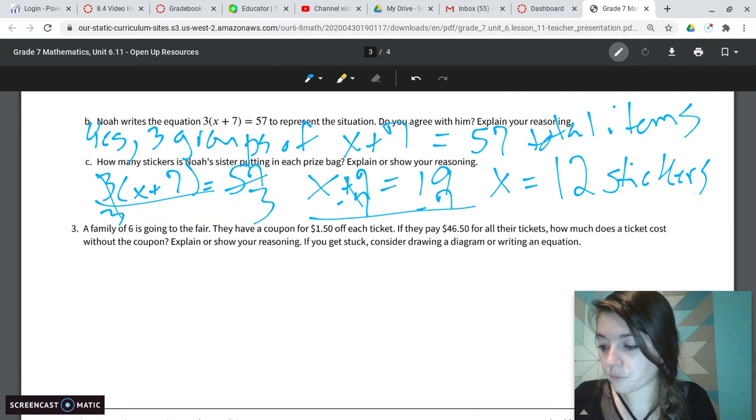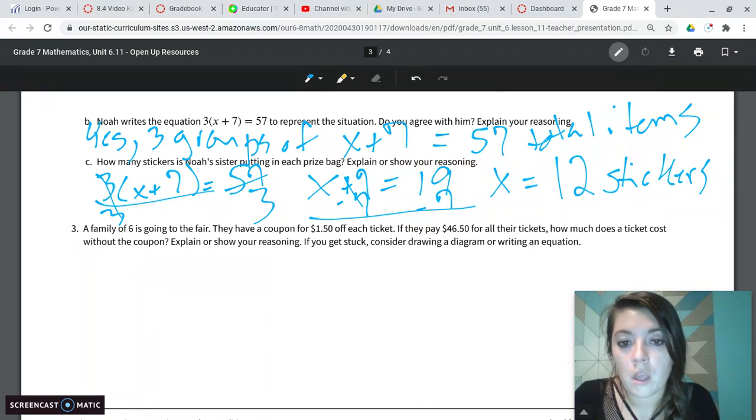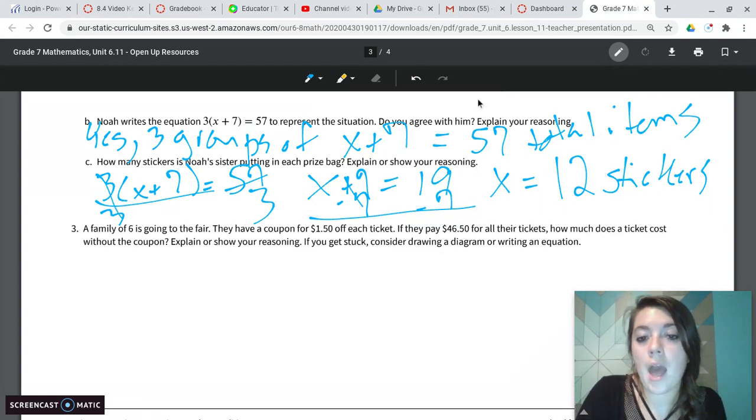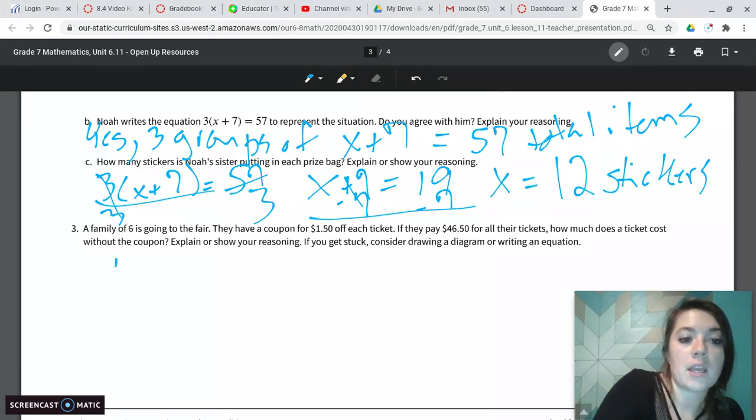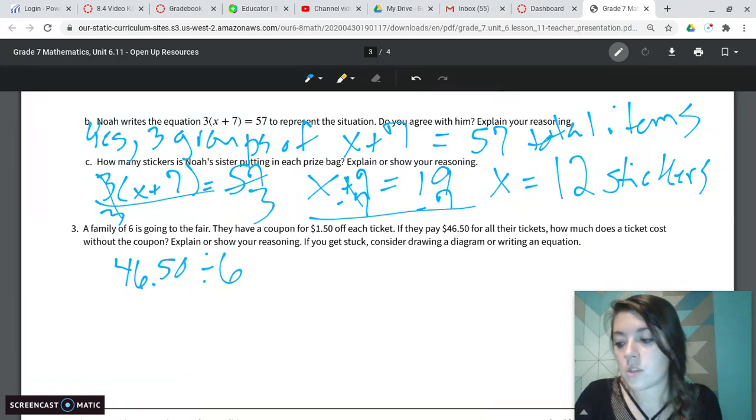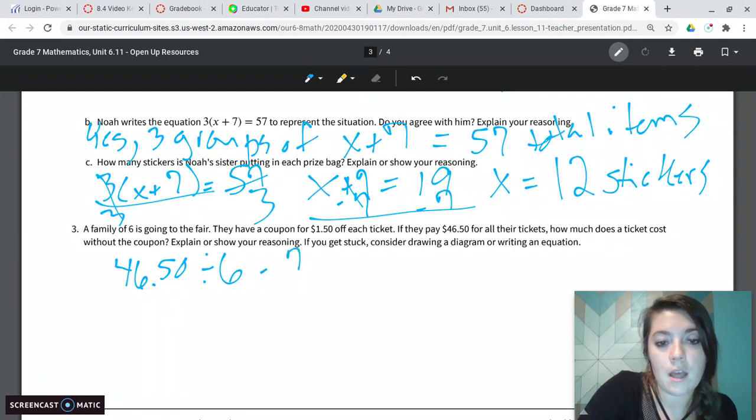Okay, so if we look at this, we have 6 tickets being sold. They paid $46.50, but they got $1.50 off for each ticket that they sold. So one way to try and find the cost for these tickets is to start by dividing the total price by how many people there were. So taking the $46.50 and dividing it by 6. If we do that, we're going to find that it's $7.75.